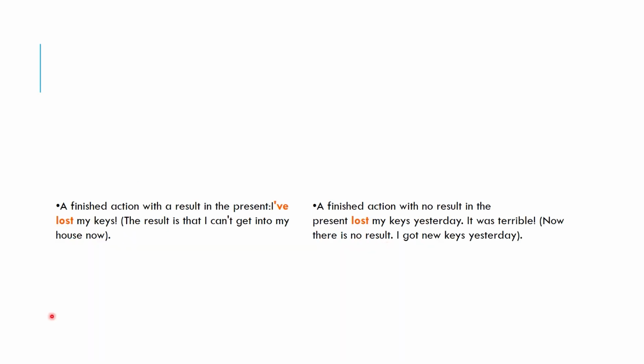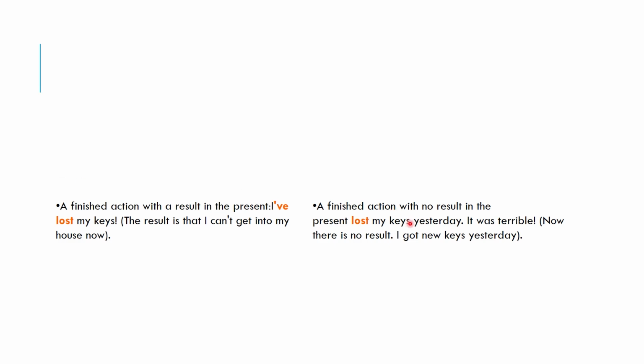The third difference is that we use present perfect to talk about a finished action with a result in the present. We have a finished action in the past, but we have the result in the present. Look at the example. I've lost my keys. Now the result is that I can't get into my house. So we have the result in the present.